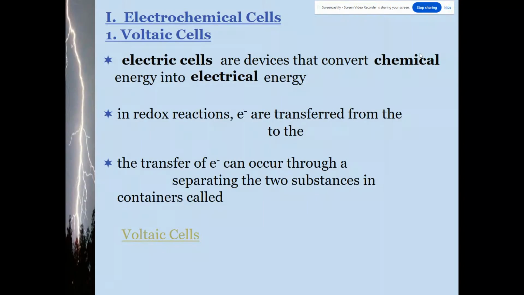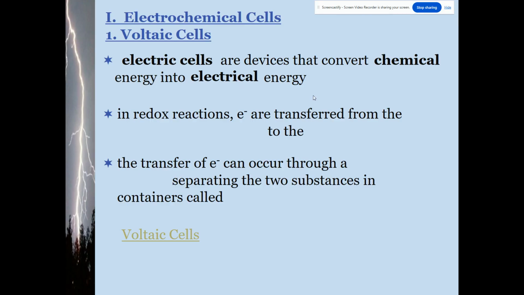Now in chemistry, we actually call a battery a cell. And the most common type of cell that we're going to talk about today are voltaic cells. So voltaic cells are a type of electric cell that converts chemical energy into electrical energy.